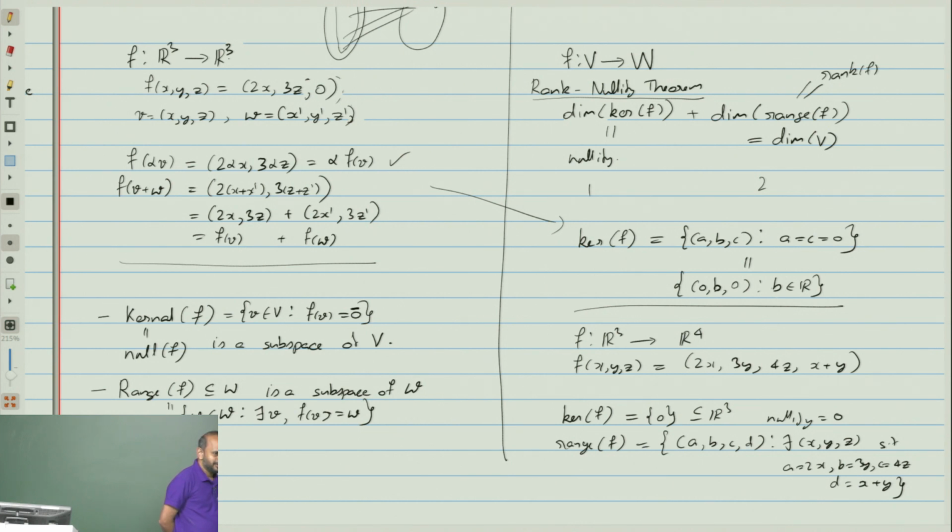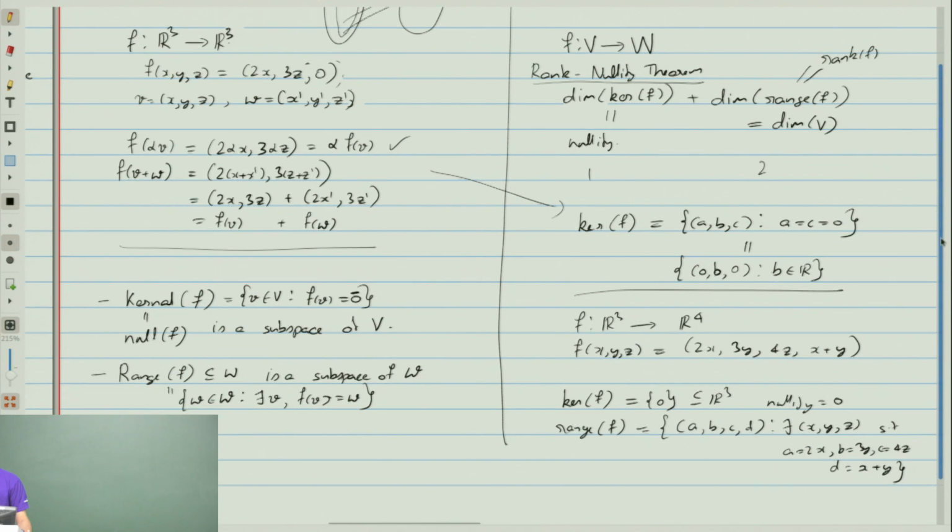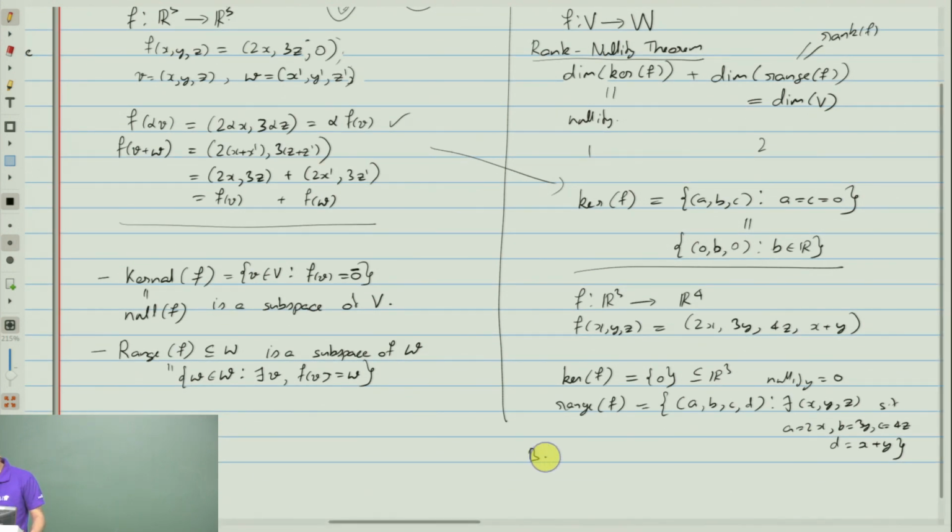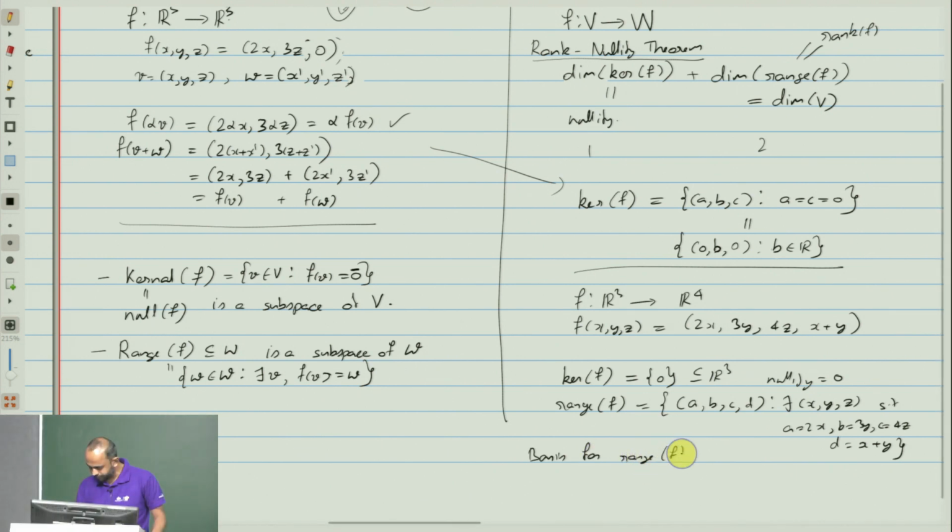You need to prove that, intuitively, there are only 3 free parameters. There are only x, y, z, the only 3 free parameters. a, b, c, d are computed from x, y, z only. So you can actually prove that the basis for the range of f has only 3 elements. I can give you one explicit basis, for example.